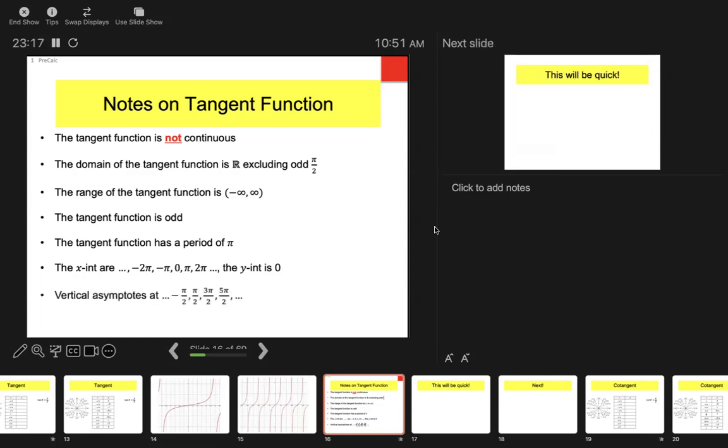And then the last one, the vertical asymptotes, well, they happen where the domain is undefined. So odd multiples of pi over 2: negative 1, 1, 3, 5, and so forth. And then I'll stop talking and allow you to copy these down.